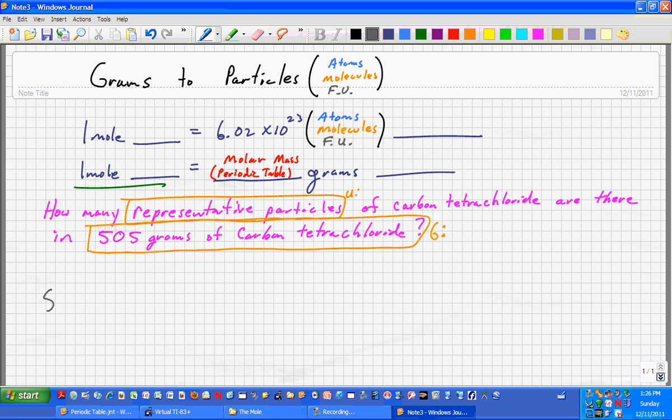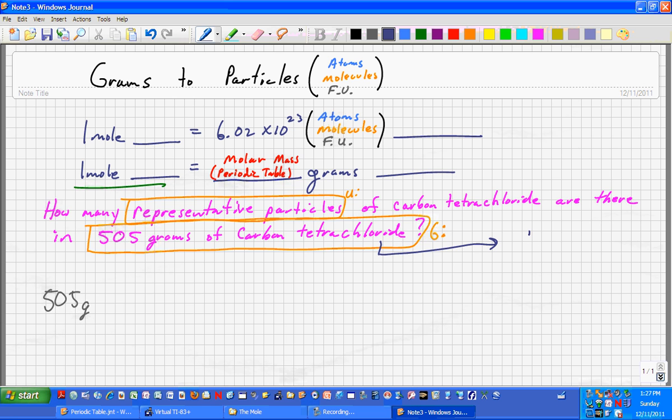My given is 505 grams of carbon tetrachloride. Now, I'm not going to just leave this as carbon tetrachloride. That's a lot to write out. I'm going to go ahead and write the formula for this. I know that this is molecular already because carbon is a nonmetal, and the other big clue is this prefix here, tetrachloride. Molecular compounds are the only things that use those prefixes.